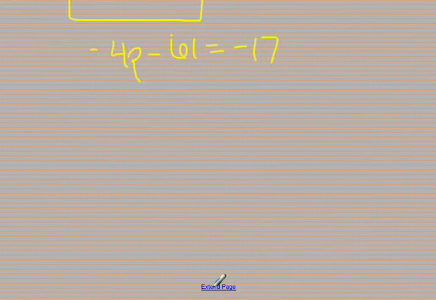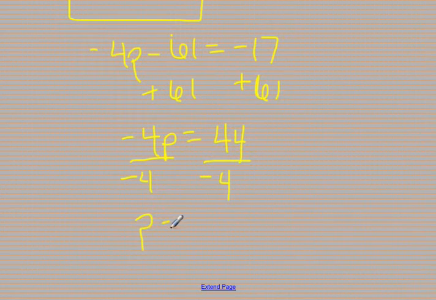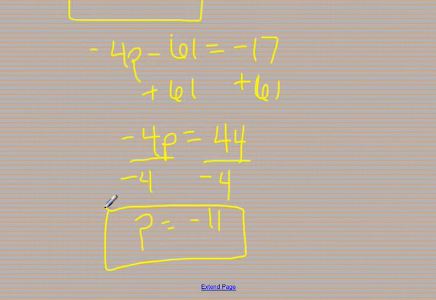So now I need to get that minus 61 over to the other side. So I'm going to go ahead and add 61 to both sides. So then I get negative 4p is equal to 44. So that negative 4 is being multiplied by the p, so I'm going to go ahead and divide both sides by negative 4. And then 44 divided by negative 4 is going to be negative 11. So that's our final answer for number 2.